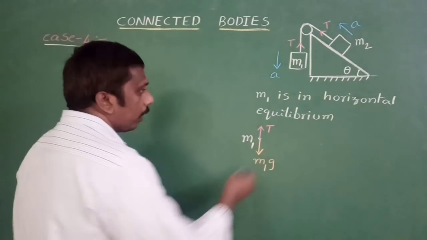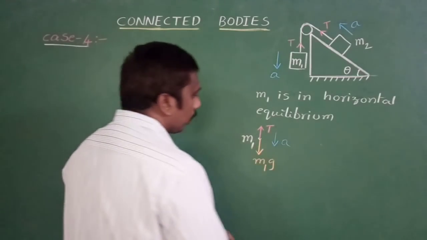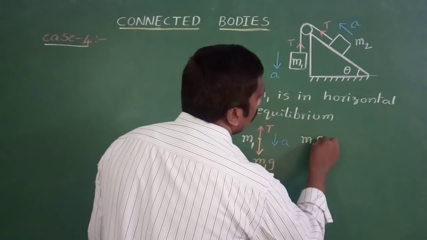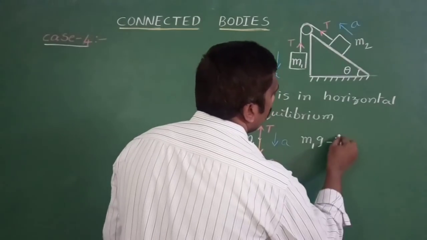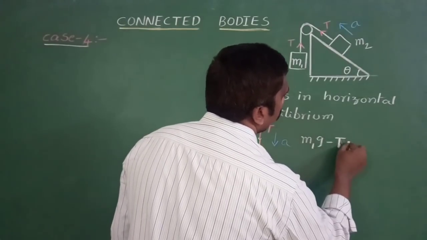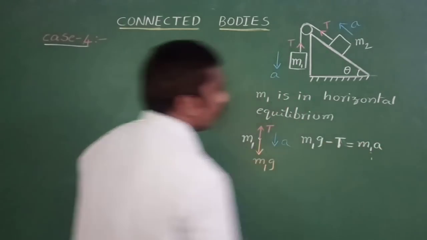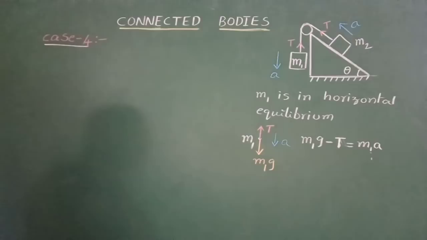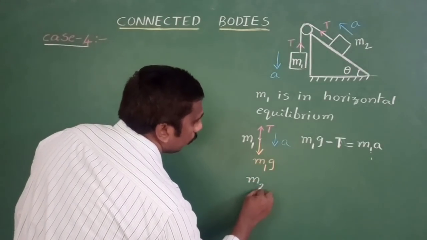From this free body diagram, we can write one equation. In that equation, weight is greater. That's why M1G minus tension T is equal to M1 into A. Now come to the second block. M2 is in equilibrium perpendicular to the inclined plane.